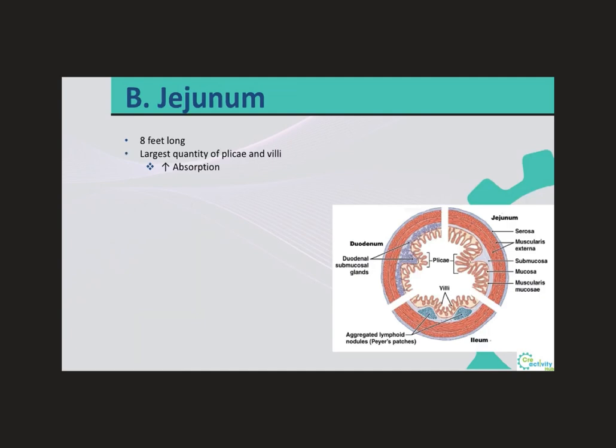Most nutrient absorption occurs in the jejunum. As we get closer to the ileum, the plicae and the villi become smaller, and they continue to become smaller in size and number as we move closer to the ileum. And this means that the absorptive activity diminishes as well. With regards to the length, the jejunum is way longer than the duodenum. Where the duodenum was measured in inches, now the jejunum is measured in feet. So it's roughly about 8 feet long.